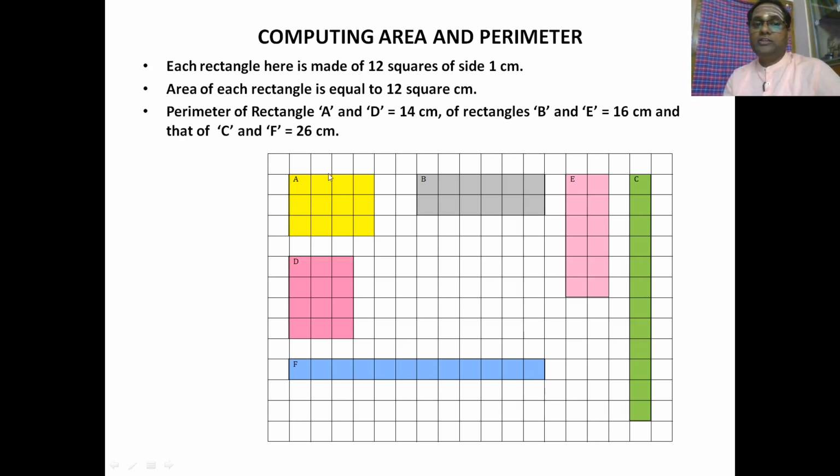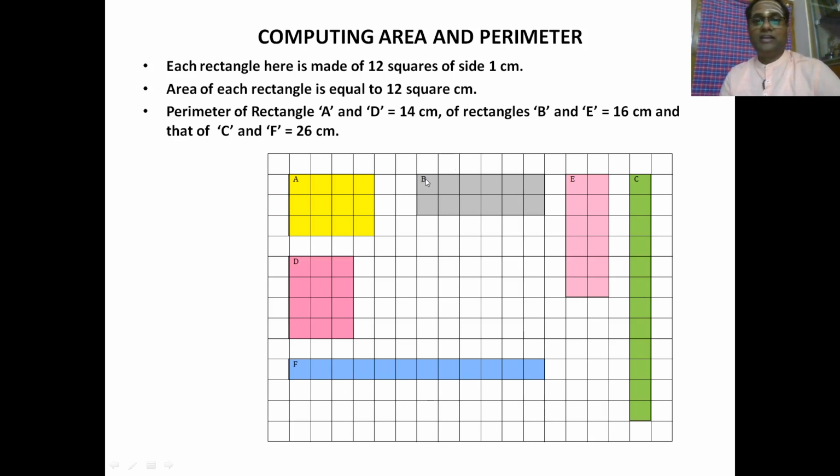1, 2, 3, 4, 5, 6, 7. 7 plus 4, 11. 11 plus 3, 14. So perimeter of rectangle A is 14. Similarly, perimeter of rectangle D, 1, 2, 3, 4, 5, 6, 7, 8, 9, 10, 11, 12, 13, 14. So perimeter of rectangle D is again 14 centimeters.